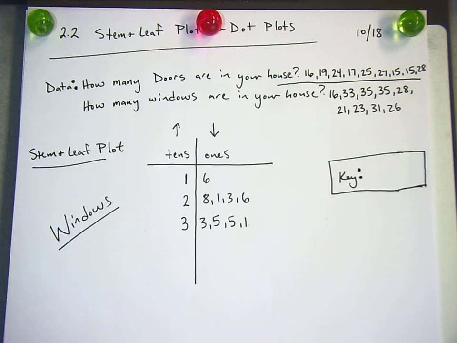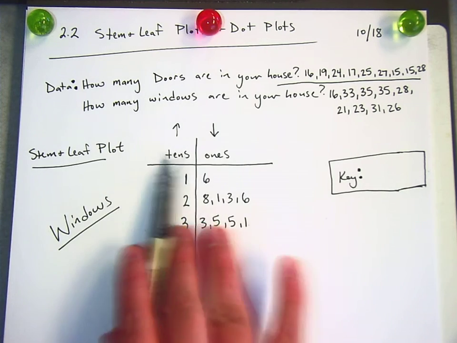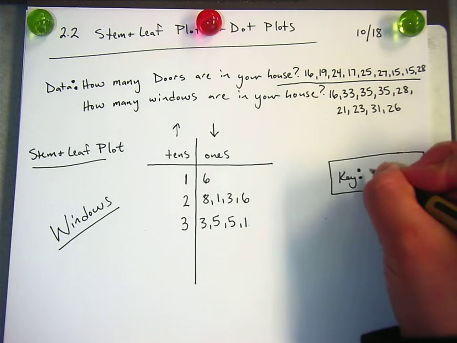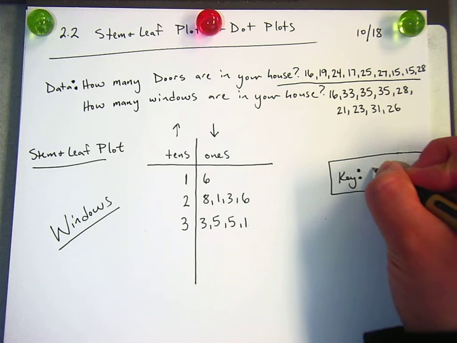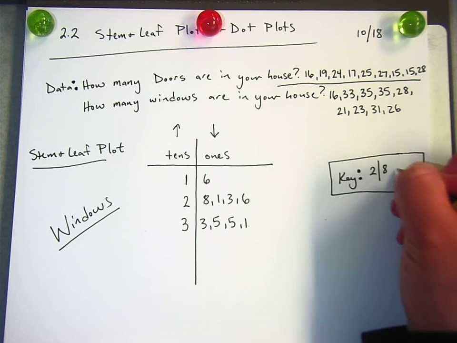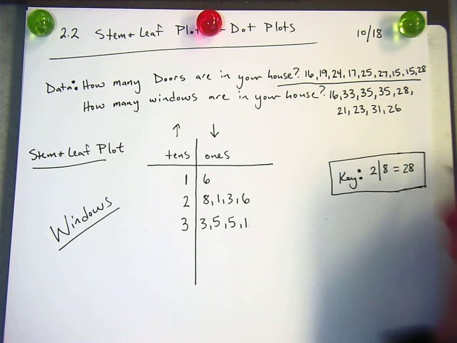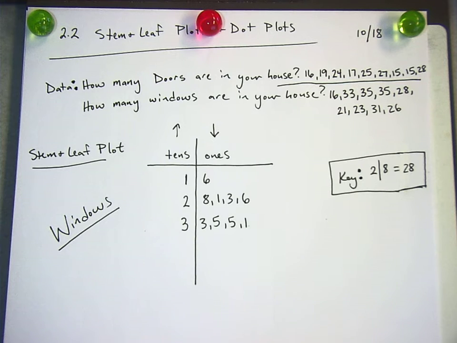Now, people don't usually even write the word tens and ones on here. That's what this key is for. So you pick any number you have, like 28, like this, and you say that equals 28. And you have to have a key in a stem and leaf plot. You have to say on the side what it means.